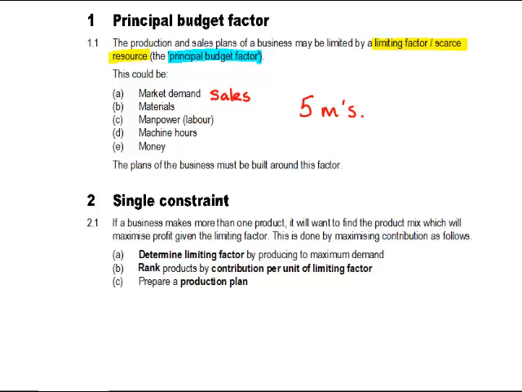This might be the case for manpower or labour as well. Machine capacity is another one that's quite common, and we can only make as much as our machinery will allow us to make, or it could be just simply money. Whatever the limiting factor is, we've got to make sure that the plans of the business are built around this factor. And that's what this chapter is all about. How do you actually go about doing this? It's actually a fairly straightforward technique to think about, and this is what we're going to go through in the next few sections.